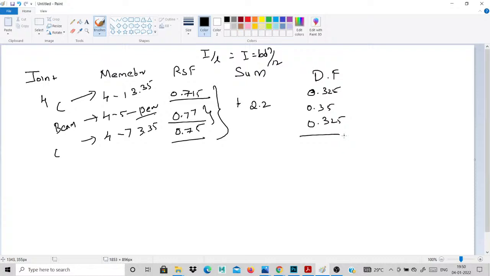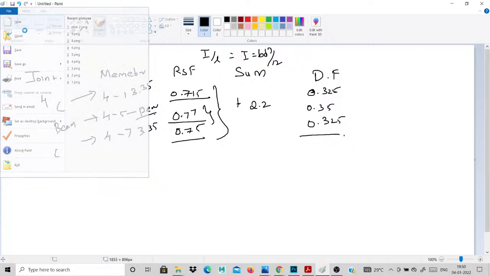The next step is the moment distribution. This is a long procedure. I simply go for this moment distribution. The moment distribution has the same columns.